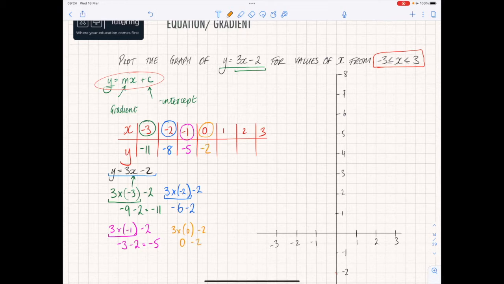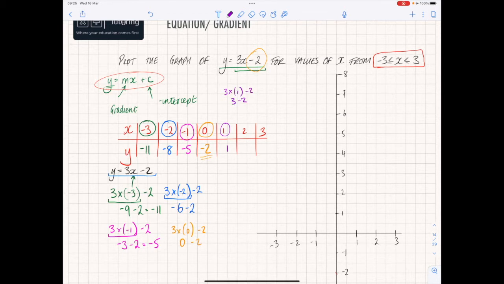What you will notice is whatever the number is here, this is called your y-intercept, will always be underneath 0. So that's a little trick you can use. Let's finish this off. So next one would be purple. So 3 times 1 minus 2. Well, 3 times 1 is 3, minus 2 is 1.